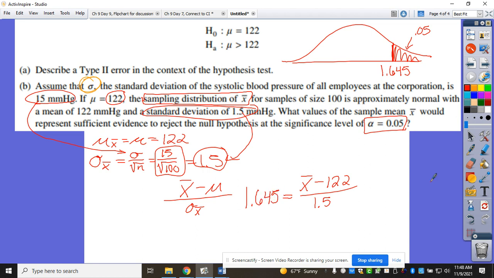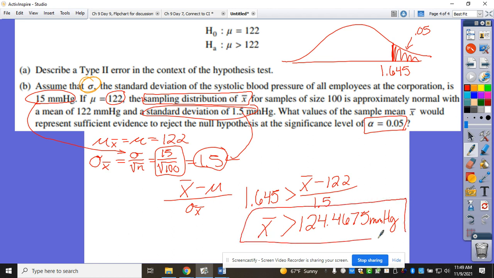And then there it's algebra, and you end up getting that you need your x bar, and it says anything greater than that rejects it. And you end up getting what? And what are my units in mmHg? Right. So these are the values from here over that would give you ones that reject the null, which means there is sufficient evidence to reject it.